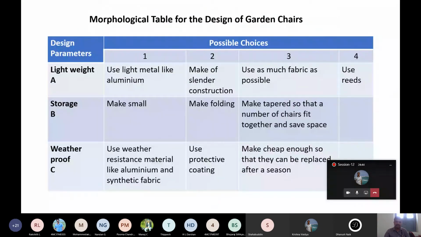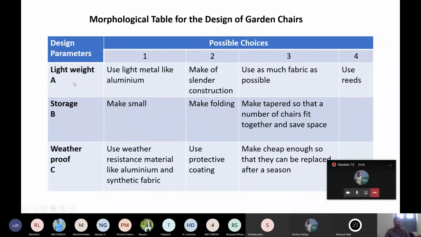Next, we are going to discuss morphological design by considering another example. This is the morphological table for the design of garden chairs. The design parameters are lightweight, storage, and weatherproof. These are the three design parameters.